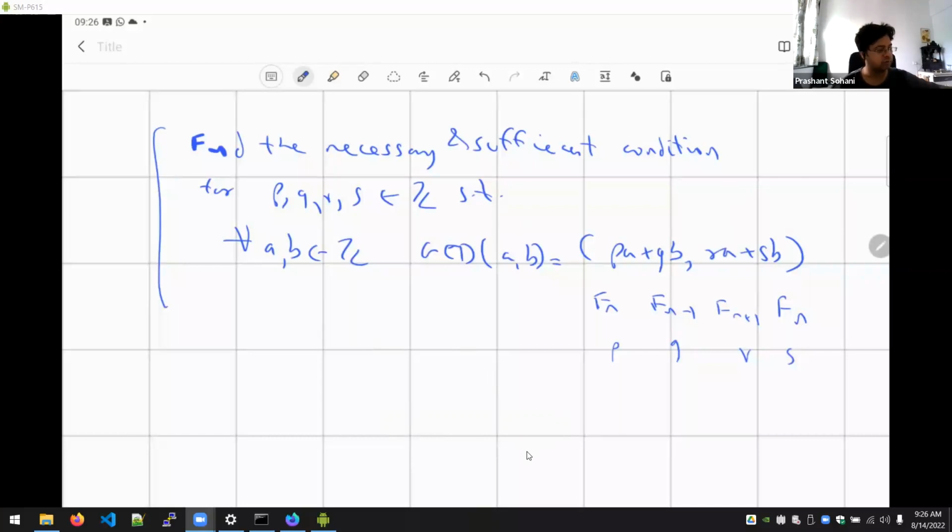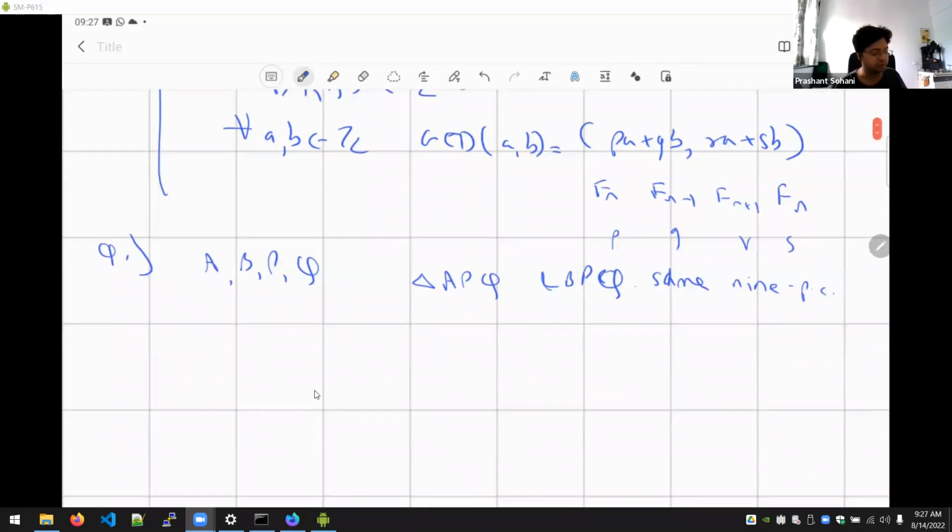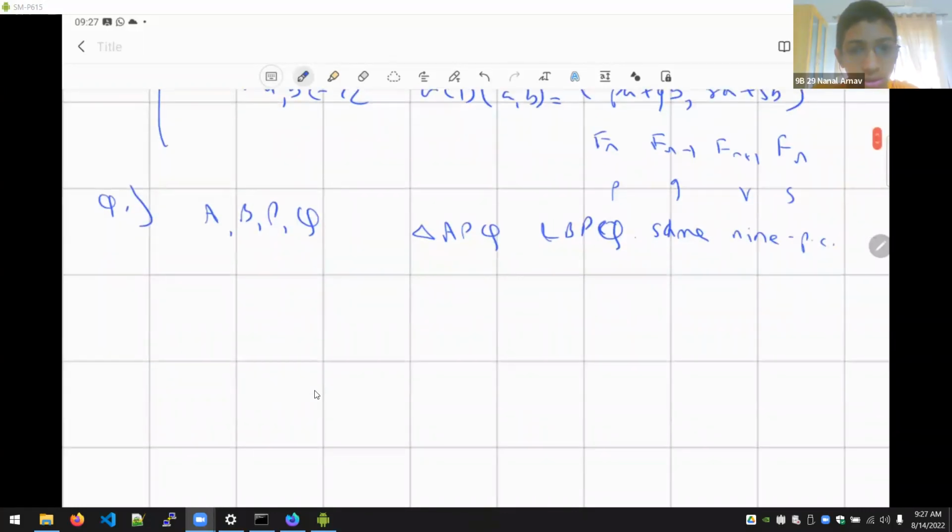But anyway, I want to return to the question paper discussion, starting with the first question. Question one was of A, B, P, Q, the 4 points, such that triangles APQ and BPQ have the same 9-point circle. What was the main idea here for those who have solved the question? When two triangles like this have the same 9-point circle, what happens? They will have the same circumradius, and line AB will be perpendicular to line PQ.